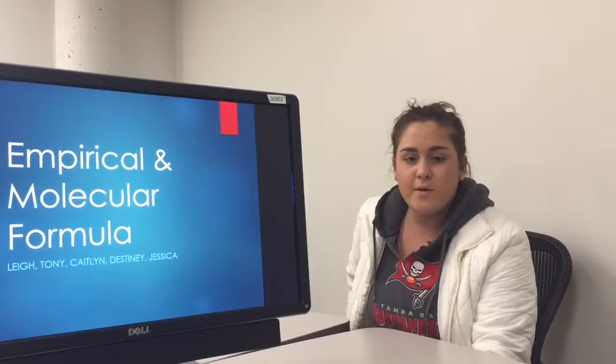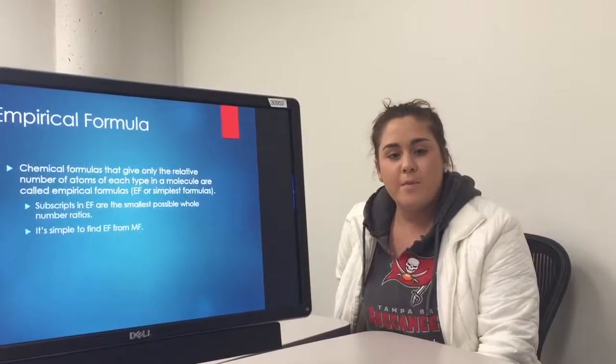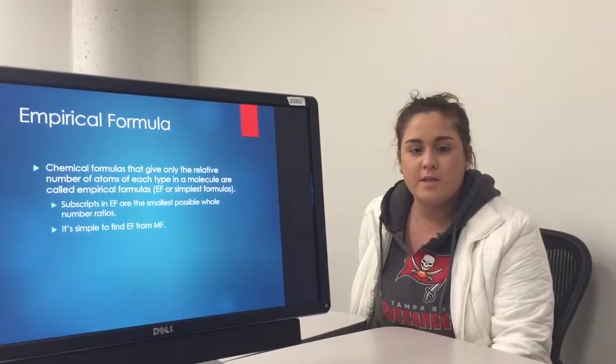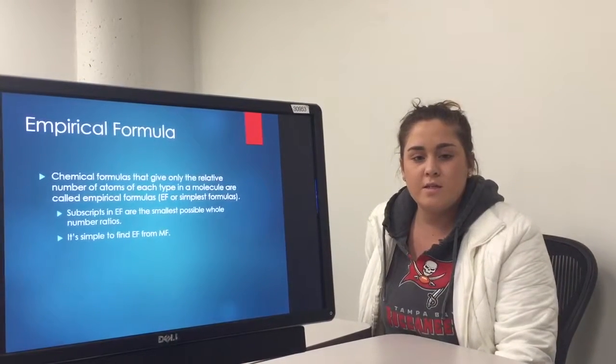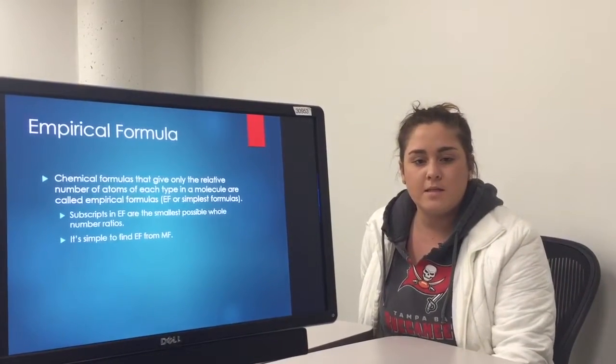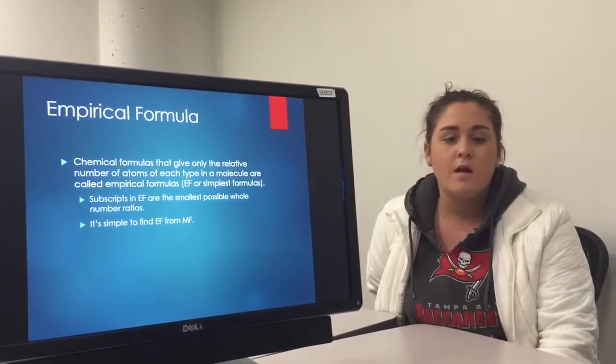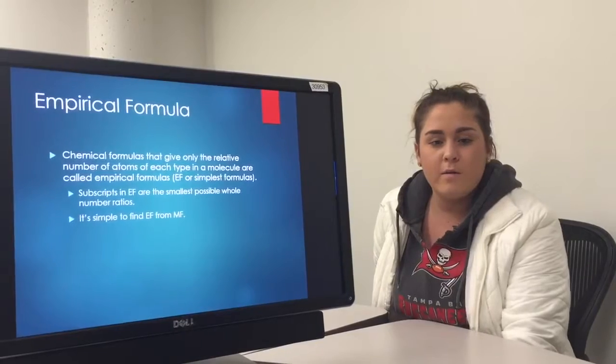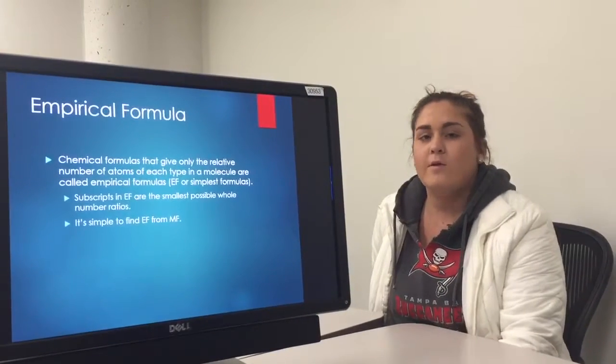Our topic is the empirical and molecular formulas. The empirical formula is a chemical formula that gives only the relative number of atoms of each type in a molecule. Two things that should be known about empirical formulas is that subscripts in these formulas are the smallest possible whole number ratios. And once you have the molecular formula, it's simple to find the empirical formula.